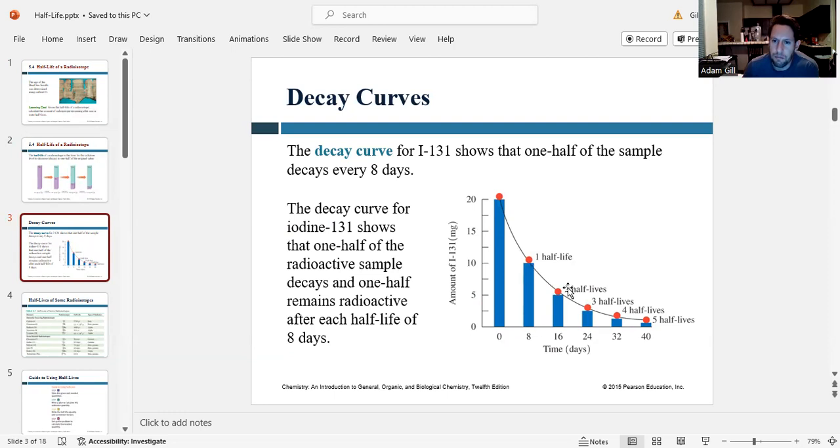If you notice, these bar graphs are every 8 days, and that's because that's the half-life of iodine-131. So after 8 days, half of our sample is gone. After another 8 days, another half of the sample is gone. Another 8 days, another half, and so on and so forth. And it keeps going.